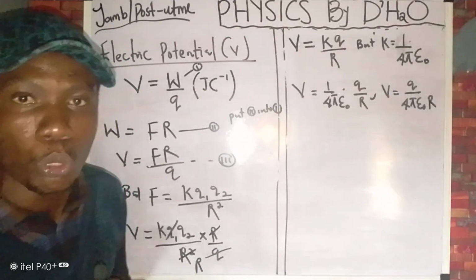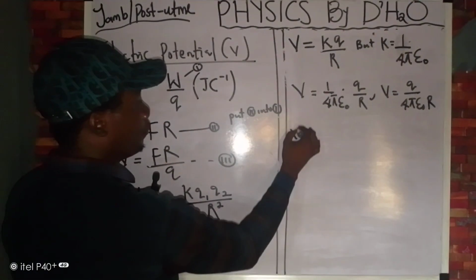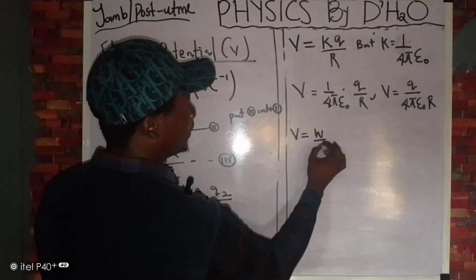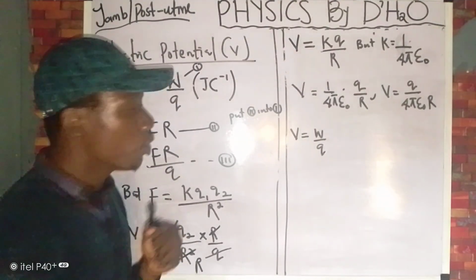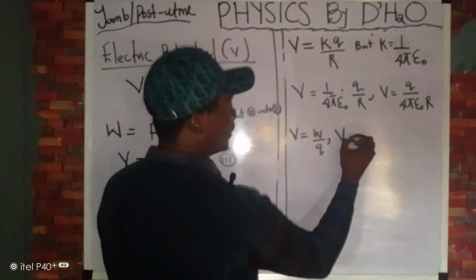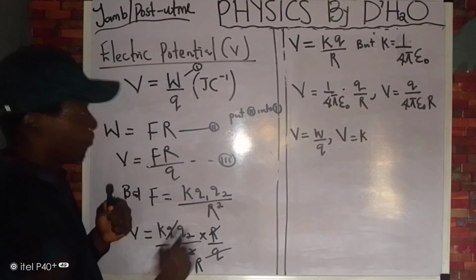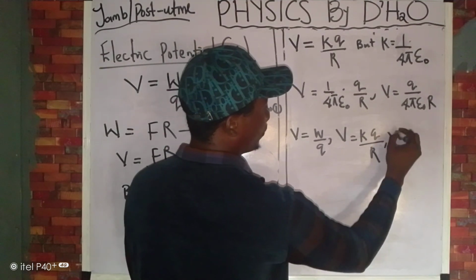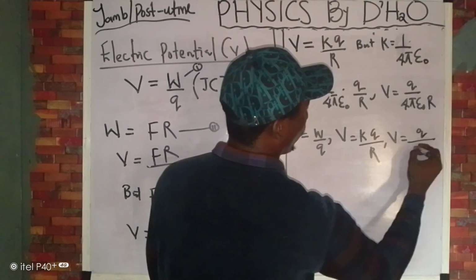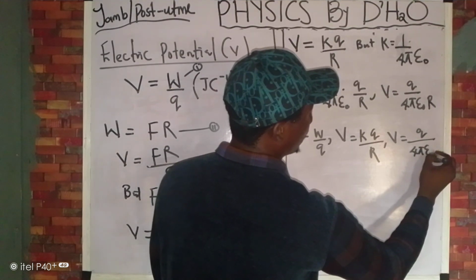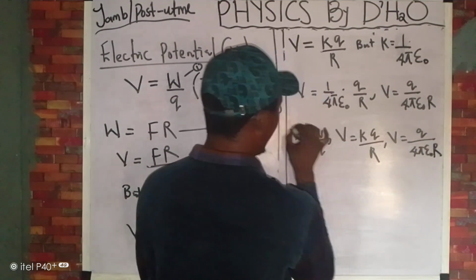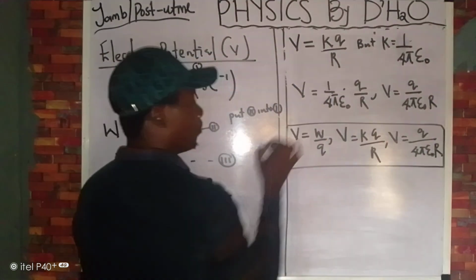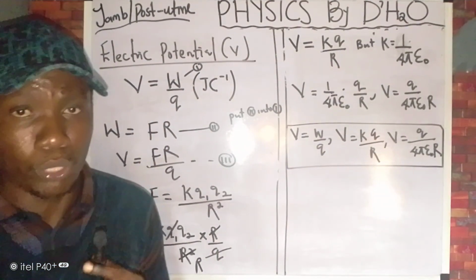So in conclusion, we can say that V is the work done in taking a unit charge. We can still say that V is equal to KQ over r. Then finally, V is equal to Q over 4 pi permittivity times r. All of these are the formulas for electric potential.